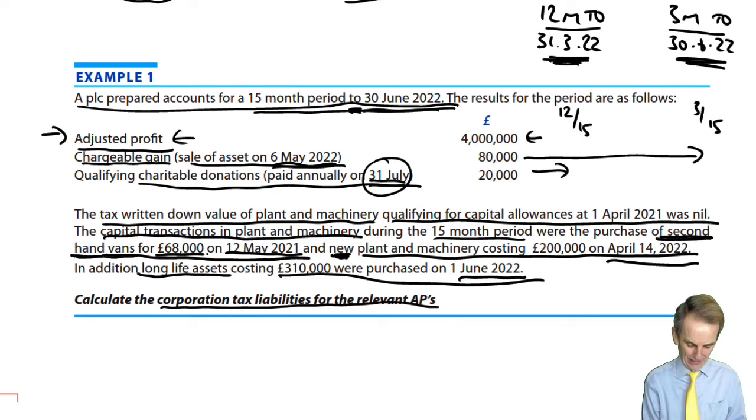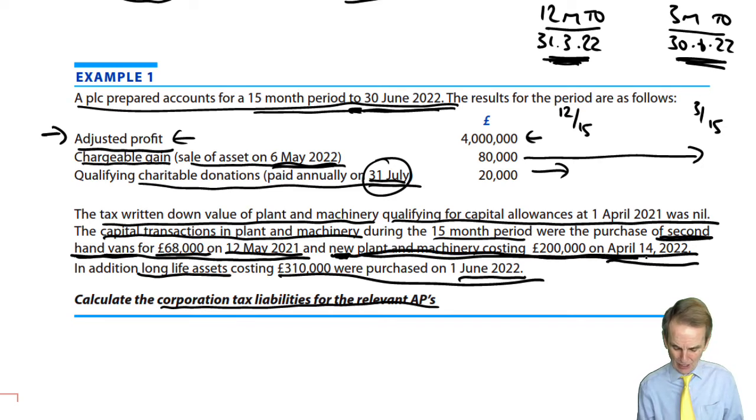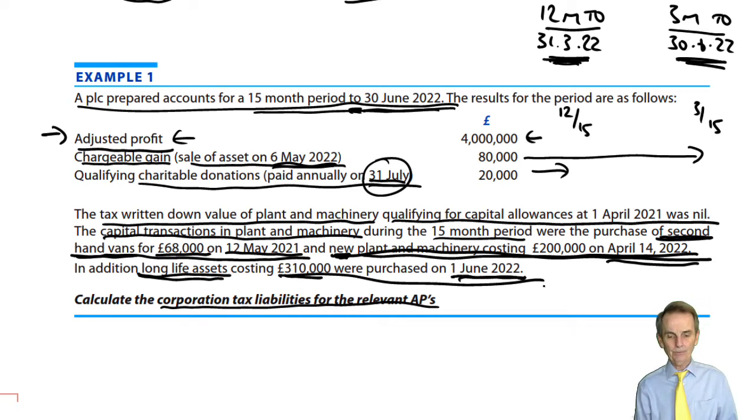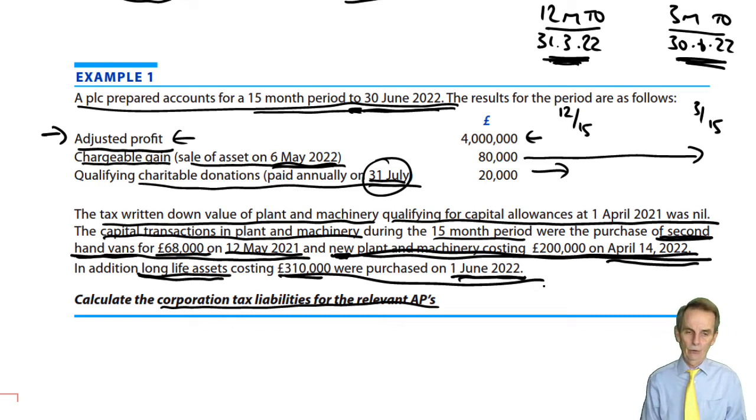Second-hand vans for 68,000. What would that 68,000 rank for in terms of the available capital allowances? Then the new plant and machinery costing 200,000. What special allowance would be available there? And then a long life asset. What type of asset is it? We've got £310,000 being incurred on the 1st of June 22. Okay, so over to you therefore.